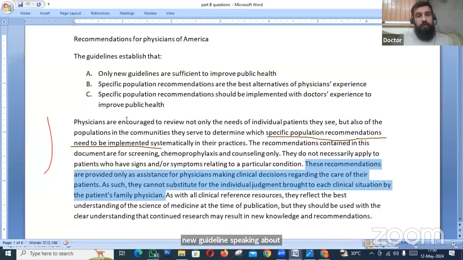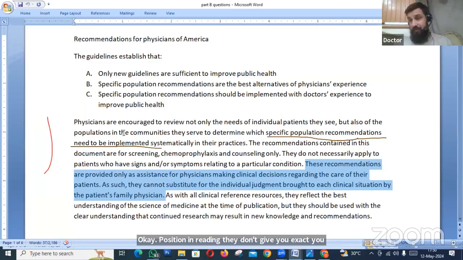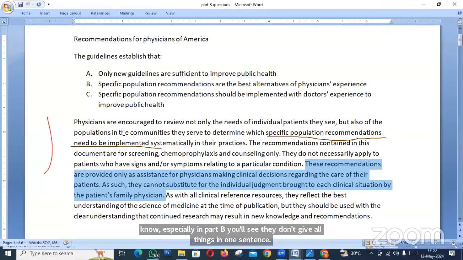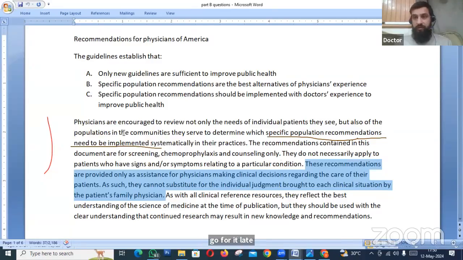Okay. Physician in reading, they don't give you the exact thing, especially in part B and C, they don't give all things in one sentence. Okay. You have to correlate the text with each other. It's a good question that you have asked. You have to correlate the text overall, the complete paragraph, the complete text with each other.